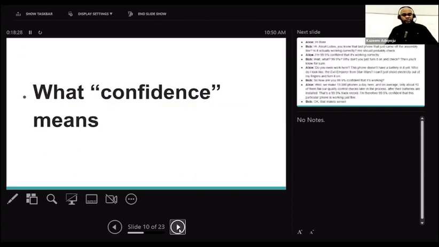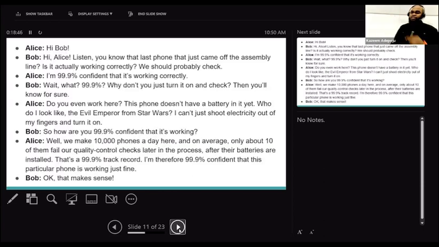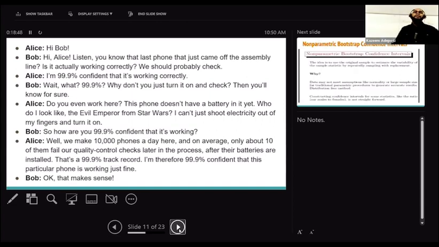Now, what do we mean by confidence? Most of the time we talk about constructing a confidence interval, right? I'm going to tell you what we mean by that. But before I tell you, I'm going to show you a conversation between Alice and Bob. I want you to pay attention to this conversation.